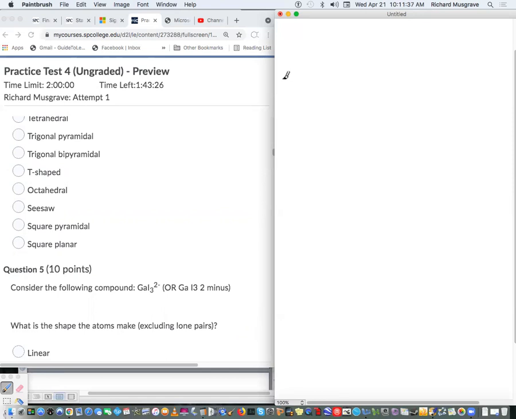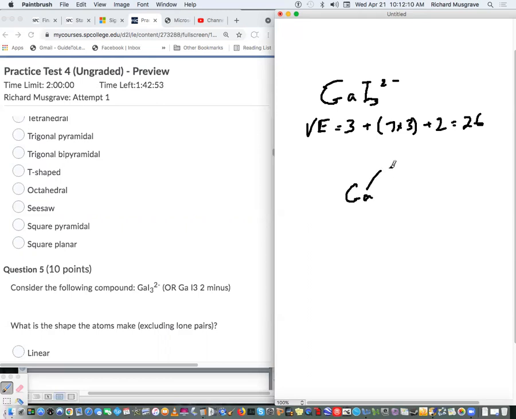Okay, so GaI3 2 minus. So valence electrons are going to be 3 plus 7 times 3 plus 2, which is 26. So I do the Ga and I'll put 3 I's around it.